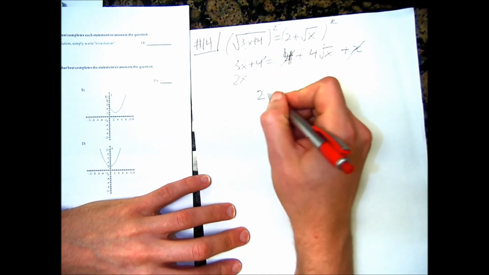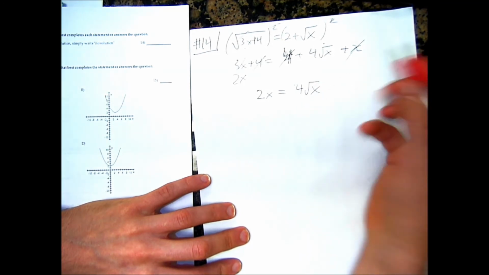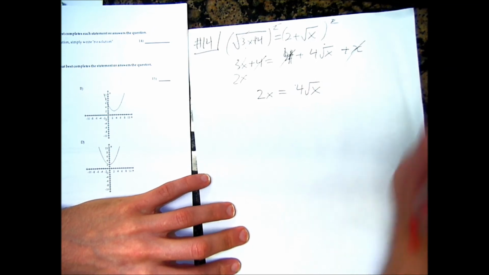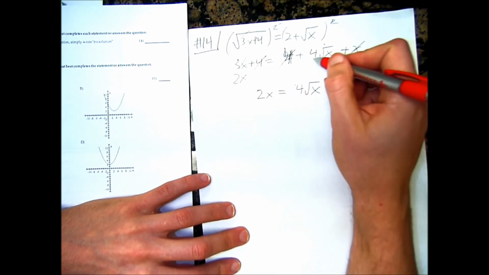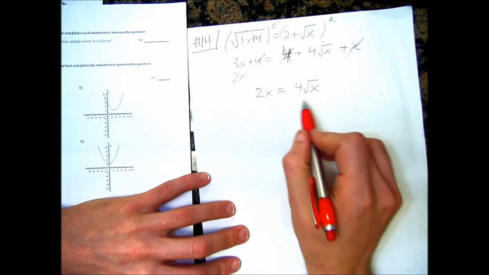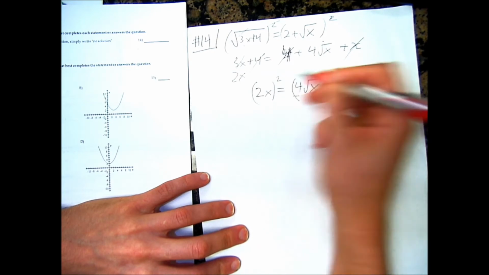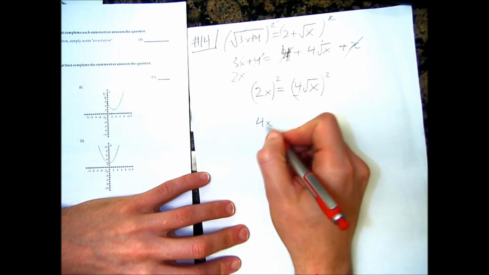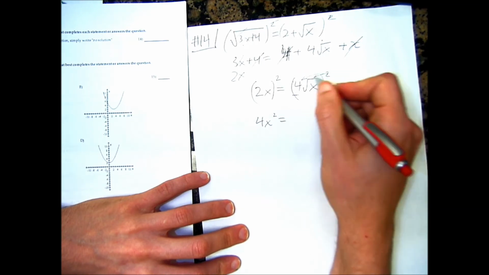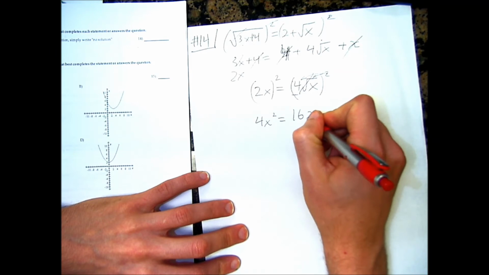So I end up with 2x equals 4 square root of x. Square both sides, because now I have the term with the radical by itself. It is not helpful to divide out that number. You want to leave that number right next to it. Leave the 4 right there, and just square both sides. So I have 4x squared, and then this gets squared and this gets squared. So the radical goes away, I get 16x.